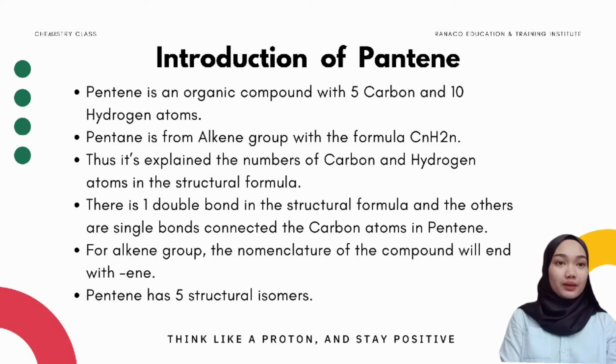There is one double bond in the structural formula and the others are single bonds connecting the carbon atoms in pentene. For alkene groups, the nomenclature of the compound will end with "ene". Pentene has 5 structural isomers.